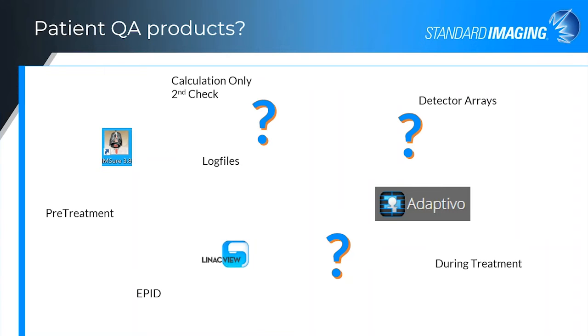Standard Imaging has several patient QA products. Adaptivo consists of modules for pre-treatment and during treatment QA, both integrating EPID images, as well as an automated adaptive dose reconstruction module that provides automatic notification of deviation so that appropriate action can be taken at the appropriate time. Linac View is an automated log file-based plan comparison software. It monitors and provides alerts based on user-specific parameters for every treatment. And IMSure is the product that I will be covering in more detail today.